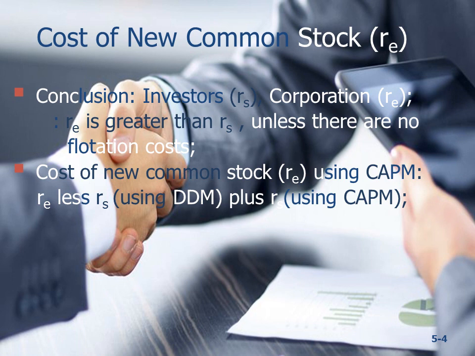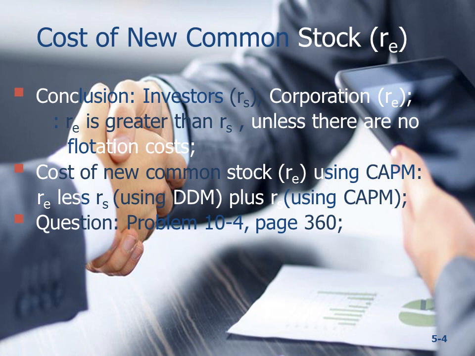So first, you can get the cost of new common stock, R sub E, and the cost of retained earnings, R sub S, using DDM. You get the difference, and then you add that difference to the cost of retained earnings, or R sub S, that you'll be computing using CAPM. By doing so, by adding the difference from the DDM to the cost of retained earnings using CAPM, you can get the cost of new common stock using CAPM. Okay?